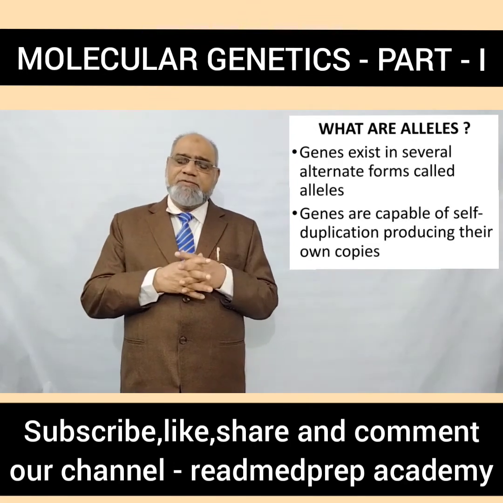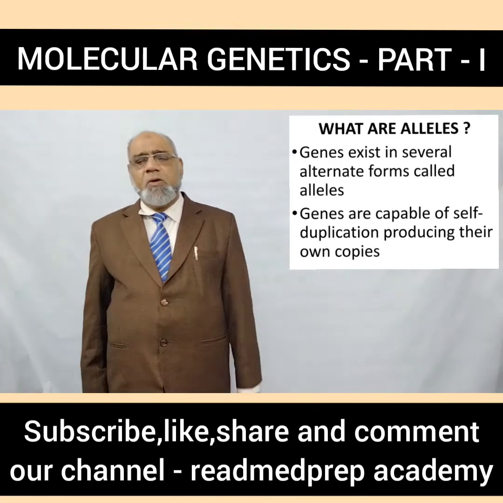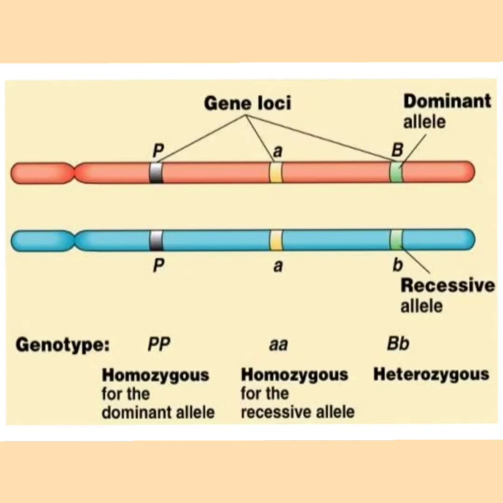Genes are capable of self-duplication, producing their own copies. Here you can see that the alleles may be homozygous for the dominant allele, represented by the capital letters. The alleles may be homozygous for the recessive allele, represented by the small case letters, or sometimes they may be heterozygous: a dominant and a recessive allele. Only the dominant character will be expressed in a heterozygous.